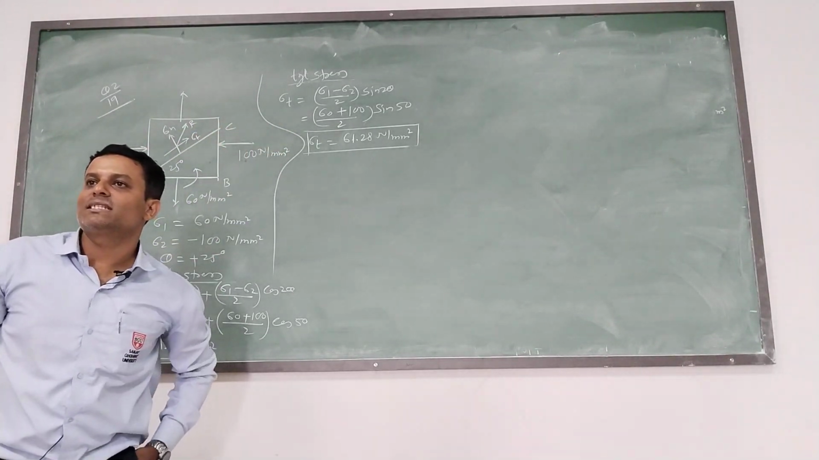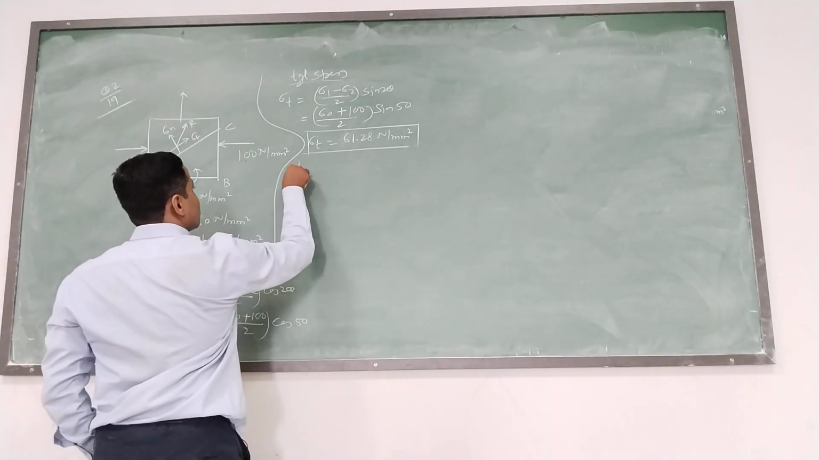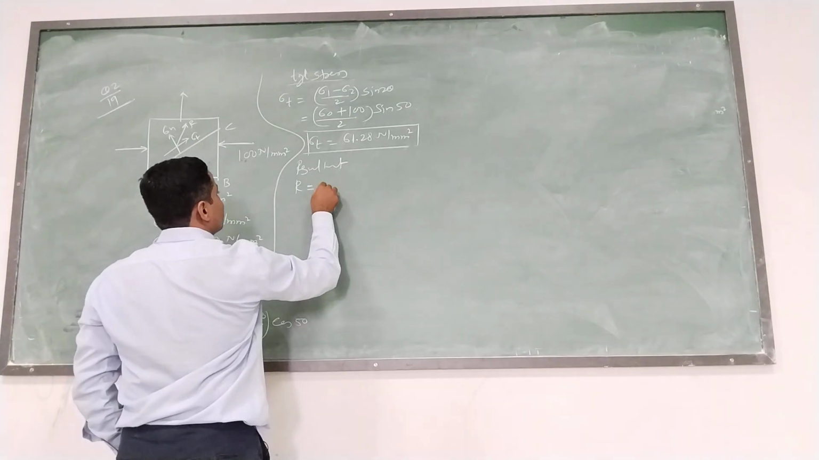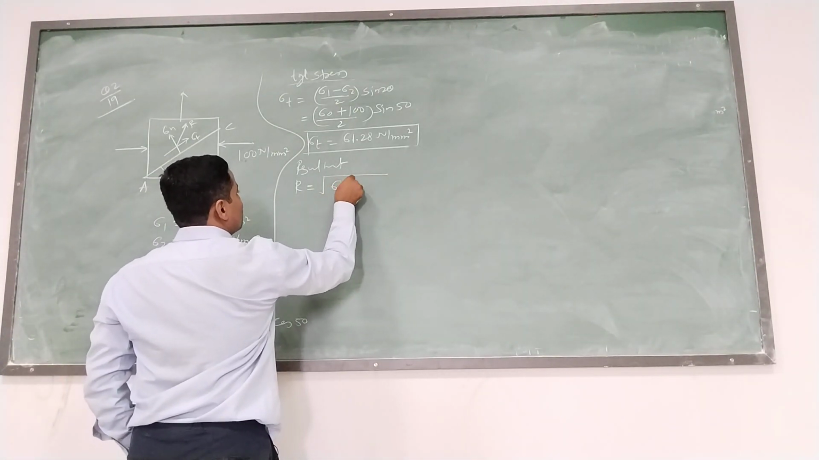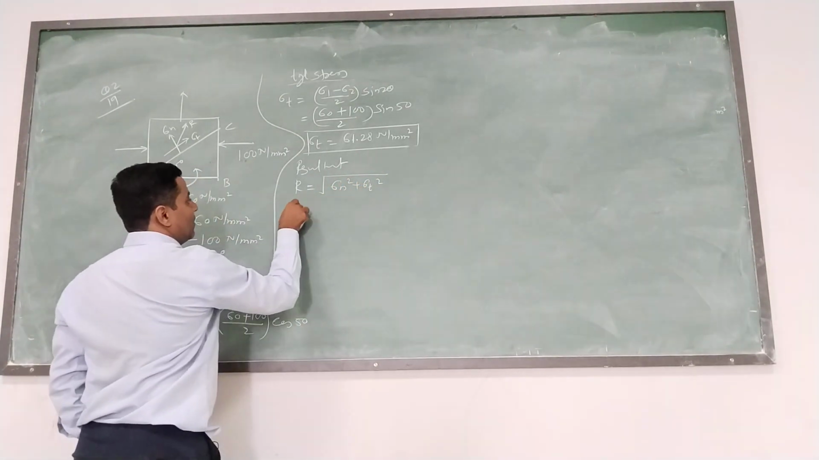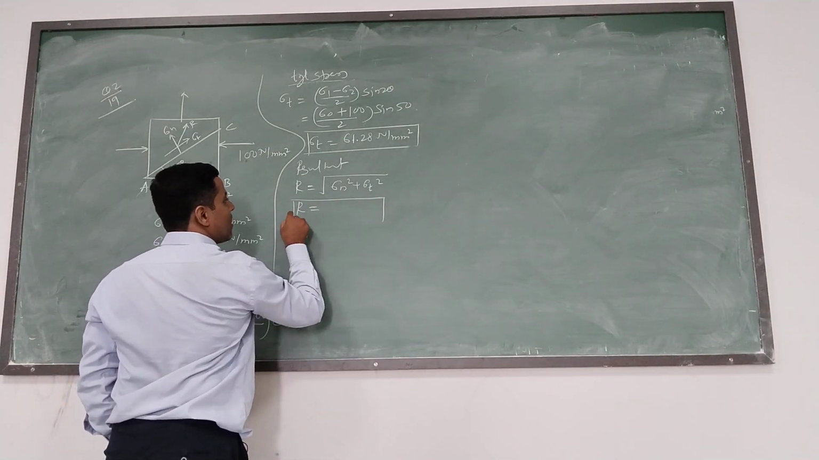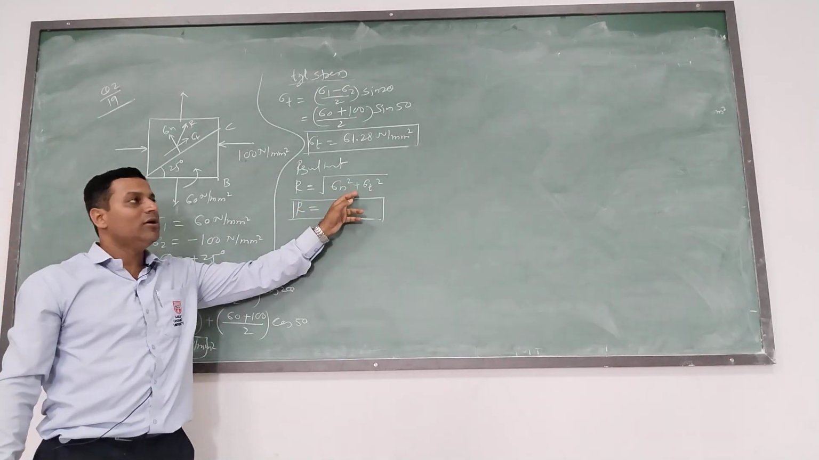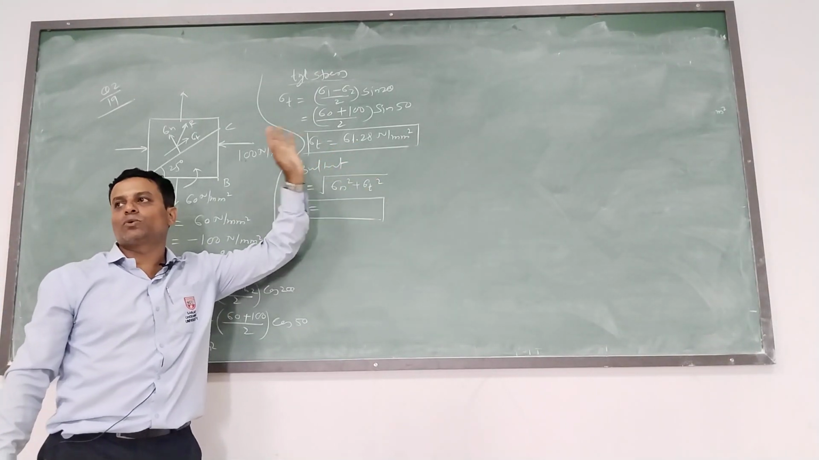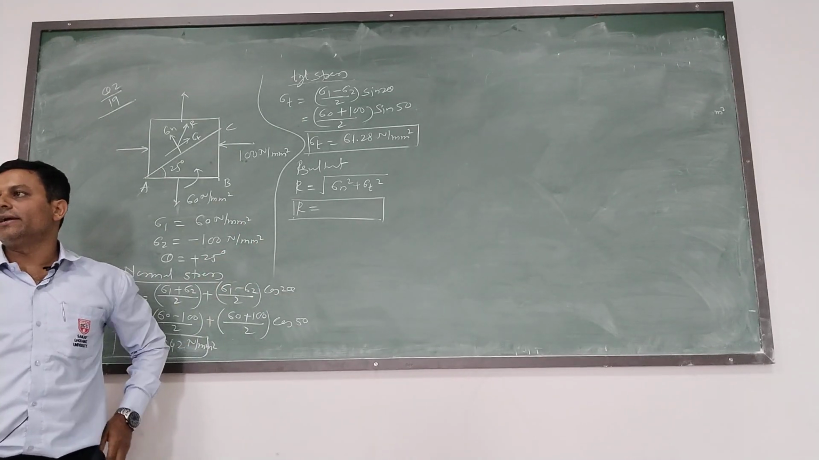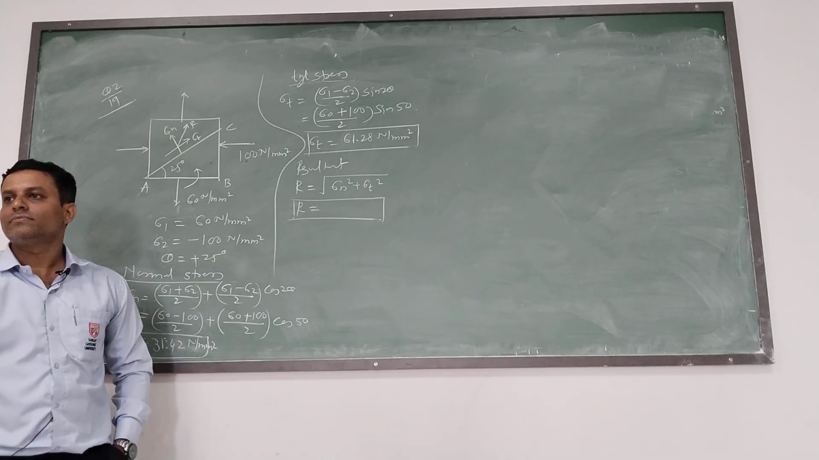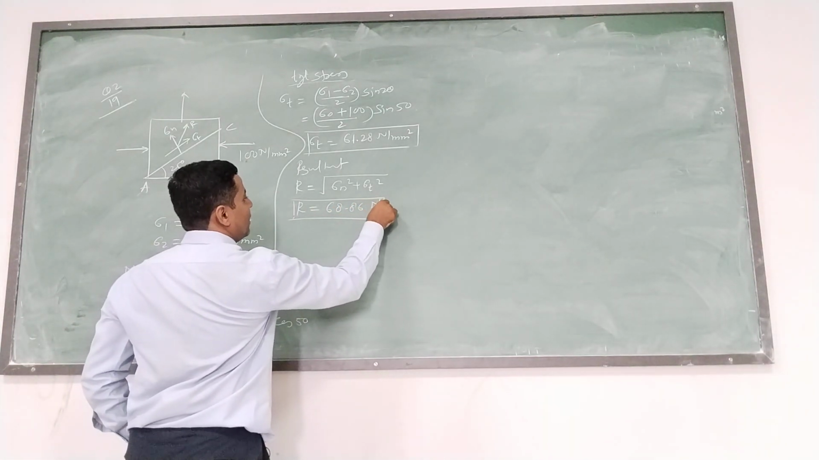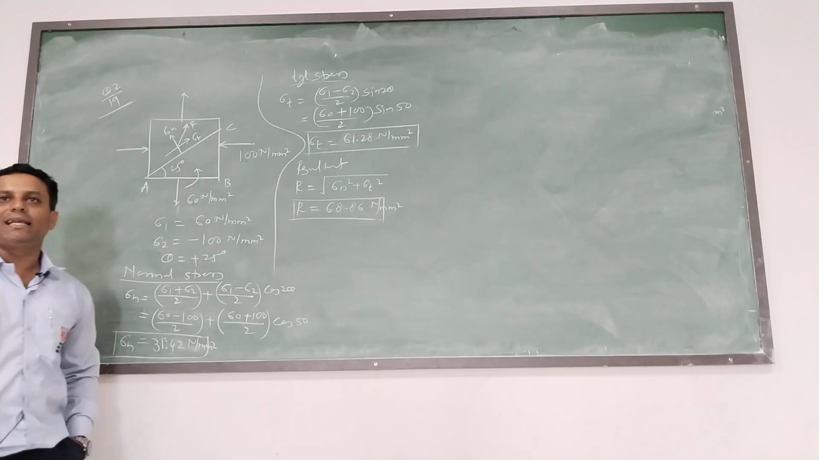Then the next stress is resultant. Resultant stress R will be equal to root sigma n square plus sigma t square. Put the value of sigma n 31.42 plus 61.28 square. You will get R, resultant, 68.86 Newton per mm square. So this is your resultant.